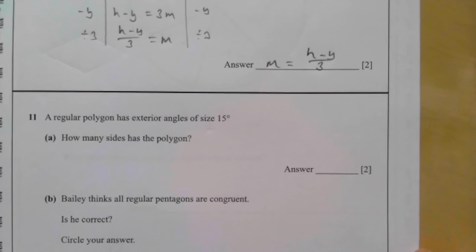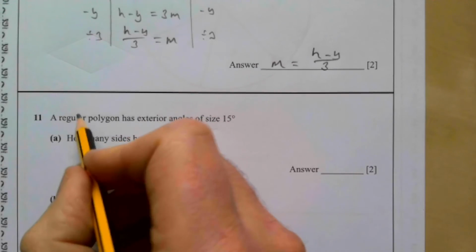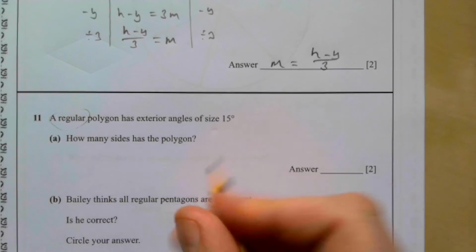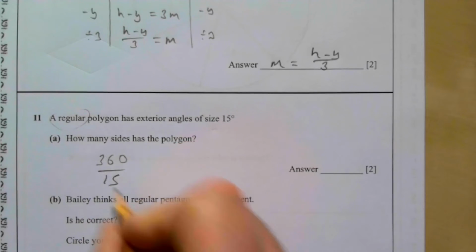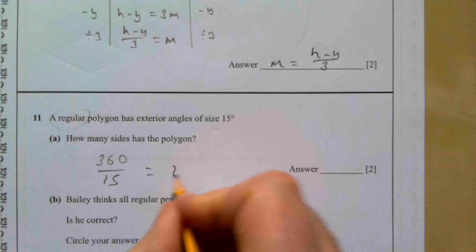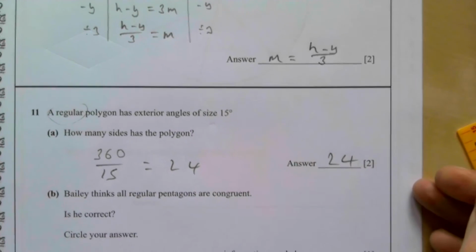Question 11. A regular polygon has exterior angles of size 15. How many sides has the polygon? Well, the exterior angles of a regular polygon, any polygon, always add up to 360. So if each one's 15, we simply need to do 360 divided by 15. 360 divided by 15 gives us 24, which means it must be a 24-sided polygon.